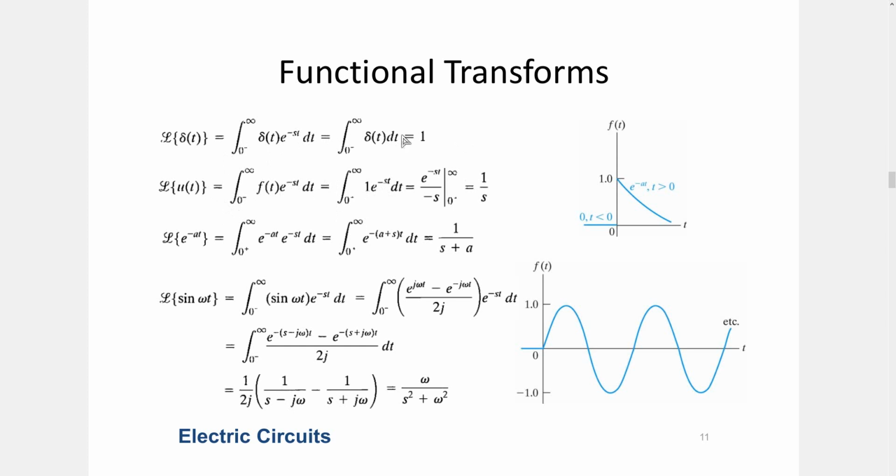Like, okay, if I see a 1 in the frequency domain, it will correspond to a delta t, which is a unit impulse function in the time domain. If I see a 1 over s term in my equations in the frequency domain, it will correspond to a unit step function in the time domain. And if there is a term like 1 over s plus a, it will correspond to the e to the minus at. So for us, in functional transforms, it's essential to learn about these pairs, these transform pairs.